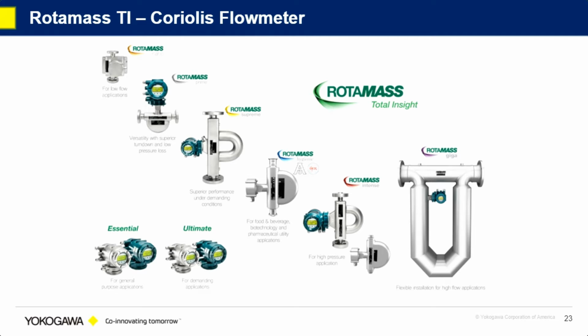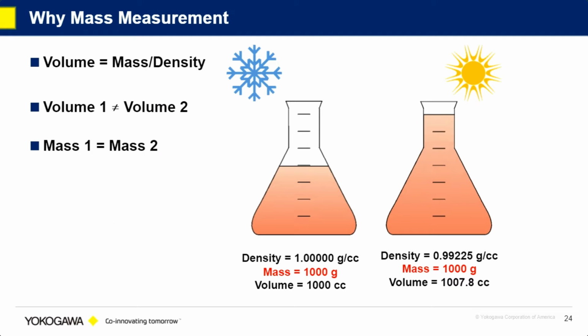Next, we have the Coriolis meter. The vortex and the mag meter we just spoke about are velocity type flow meters to get volume flow. The Coriolis is a mass flow measurement.